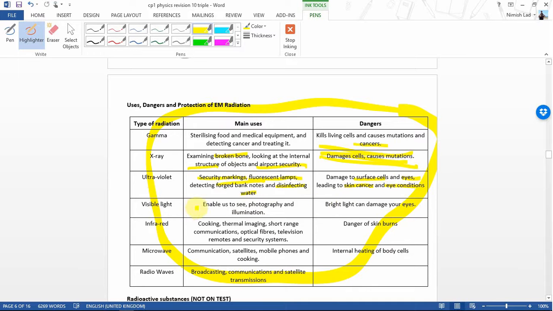Visible light obviously enables us to see, enables us to take photographs and lights objects up. In other words, illumination. But if the light's too bright, it can cause damage to your eyes. Infrared, never ever say mobile phones use infrared. As a general rule, they don't. What infrared is used for is cooking, because infrared is a transfer of heat energy. Remember, thermal imaging cameras, short range communications, say TV remotes, optical fibers.